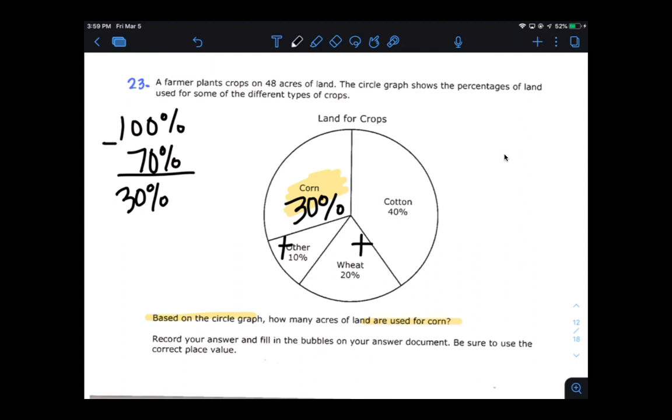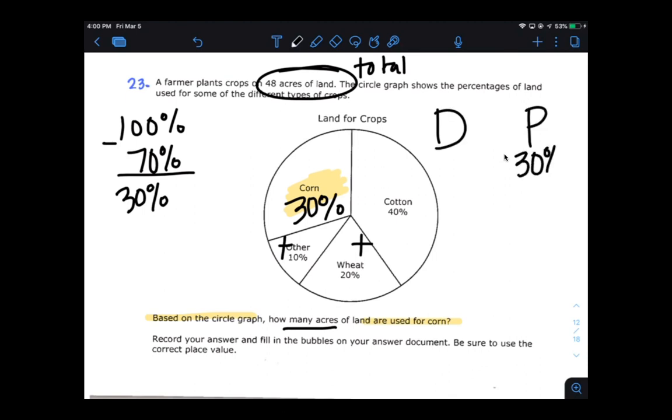Then it's asking us for the percentage, or what is it? Oh, it's asking us for the amount of acres. So the whole farm has 48 acres, this is your total. We want to find out how many acres is 30%. So to figure out 30% of 48, we can use our friend Dr. Pepper. We have a percent, 30%. I want to convert it into a decimal. That means I need to move the decimal twice in this direction. So the decimal form of 30% is 0.3.